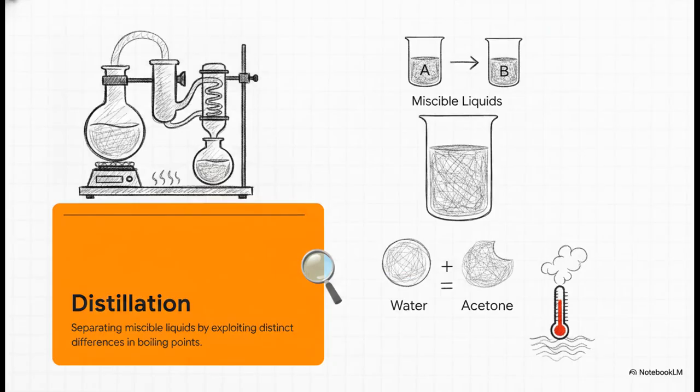Okay, let's dive into another absolutely essential technique, distillation. We use this when we're dealing with miscible liquids, liquids that mix completely together, like water and acetone. You obviously can't just filter those out. Instead, distillation exploits the distinct differences in their boiling points. This allows us to vaporize and then condense very specific liquids.